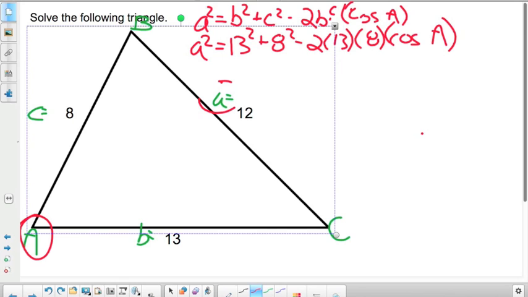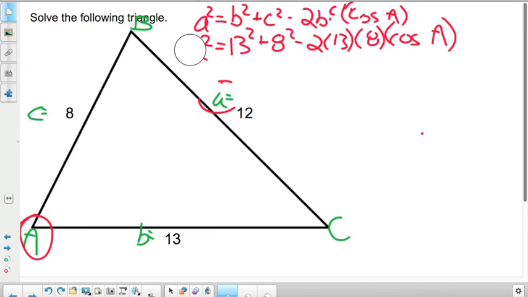I know what little a squared is, that's 12. So I have 12 squared is equal to 13 squared plus 8 squared minus 2 times 13 times 8 times cos A. Again, now we want to isolate for that variable. Which one is our variable? A is really our variable, but we want to isolate for cos of A.